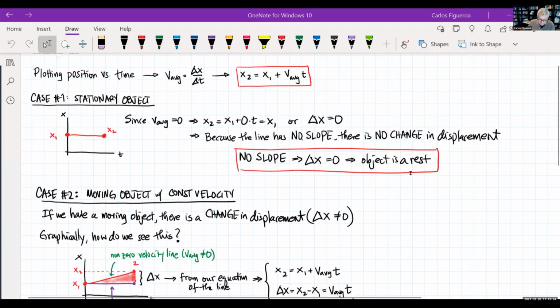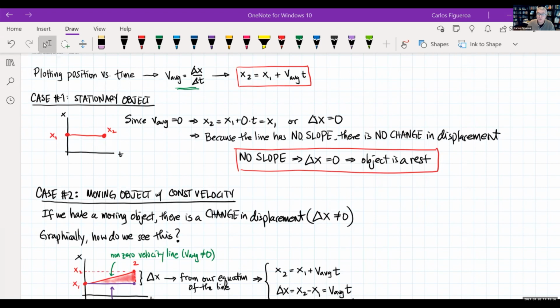What you're seeing here is that we started plotting position versus time. And the definition of the average velocity is that I have some interval of position over time here. And from here, I can rewrite this equation where I set t, I started the clock at some point. And so I have this linear line. So it's important that we start to interpret all of these details here.